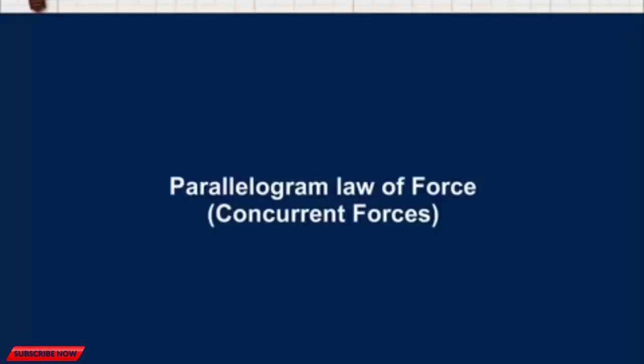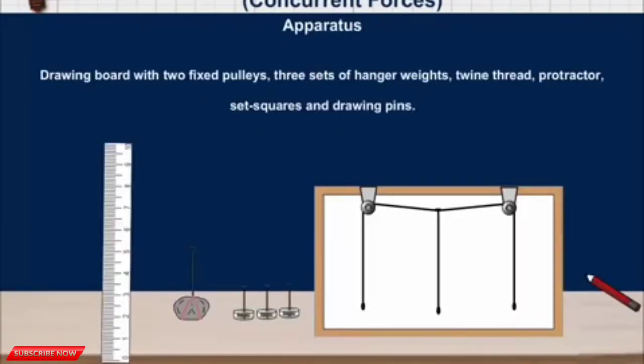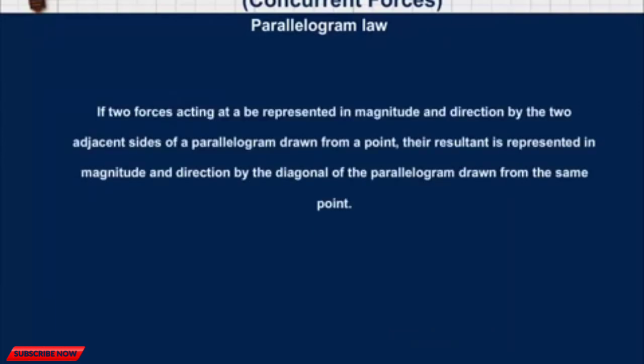Parallelogram law of forces. Aim: verify parallelogram law of forces. Apparatus: drawing board with 2 fixed pulleys, 3 sets of hanger weights, twine thread, protractor, set squares and drawing pins. Parallelogram law: If two forces acting at a point are represented in magnitude and direction by the two adjacent sides of a parallelogram drawn from a point, the resultant is represented in magnitude and direction by the diagonal of the parallelogram drawn from the same point.